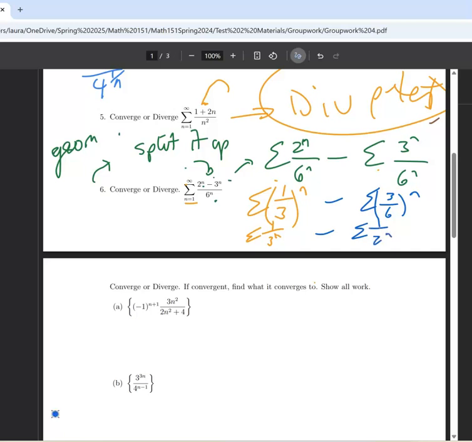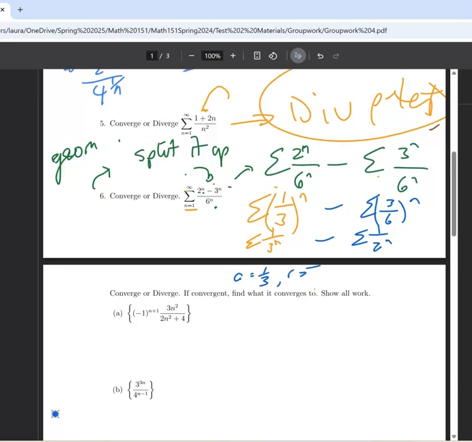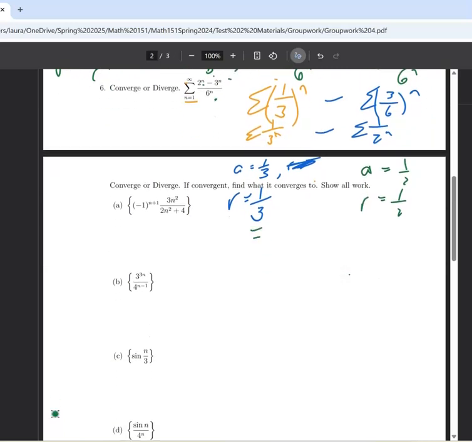Yes. So the a in this case would be 1 over 3. The r would be 1 over 3. In this case here, the a would be 1 over 2. The r would be 1 over 2. Since the r in both cases is less than 1, they both converge.